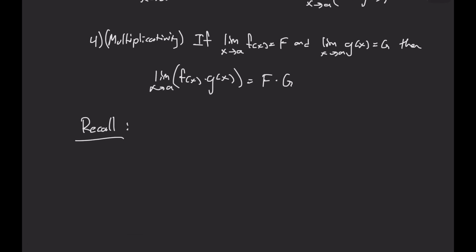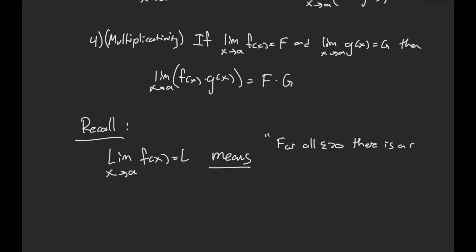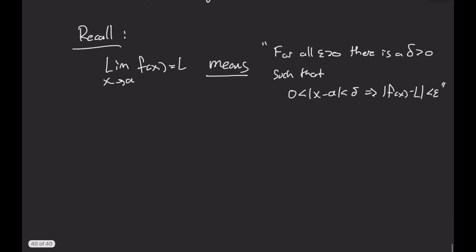Okay, so let's recall the definition of limit. Limit as x goes to a of f of x equals L means that for all epsilon greater than 0, there's a delta greater than 0, such that whenever x minus a in absolute value is less than delta, we get f of x minus L is less than epsilon in absolute value. So check out my last video if you want to see how this definition comes about and how to build it up from scratch. But let's use it now to prove some of these properties.